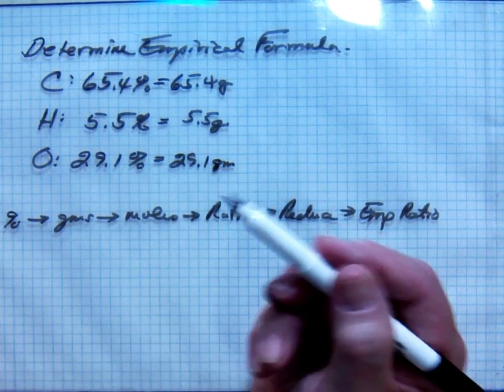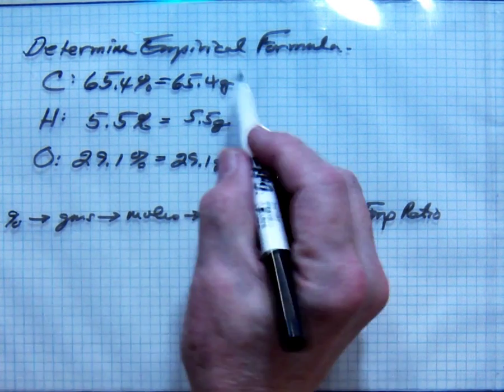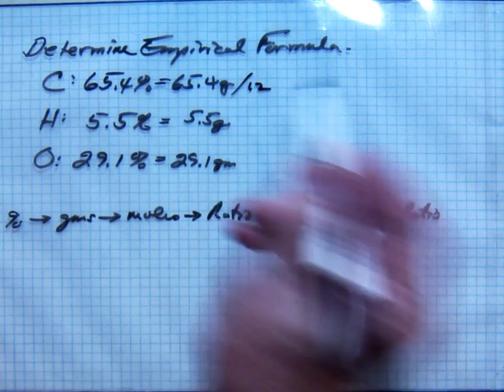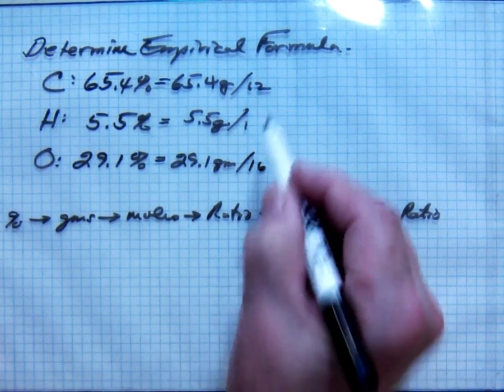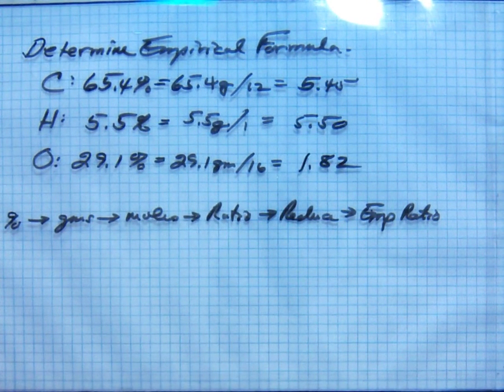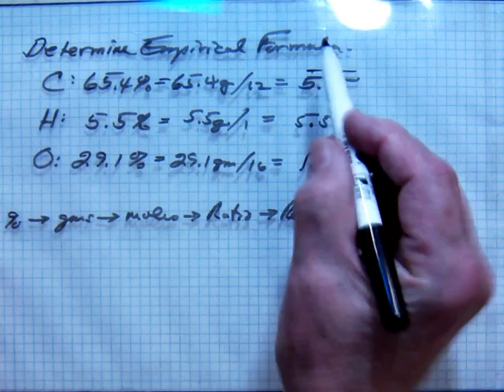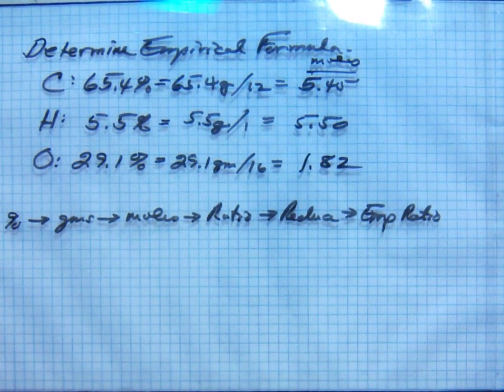How do I get grams to moles? Divide by formula weight. There you go. So divide by formula weight, which is 12, 1, and 16. Okay, so now you've got your moles. I'll put a heading up here: moles of each one of the substances.